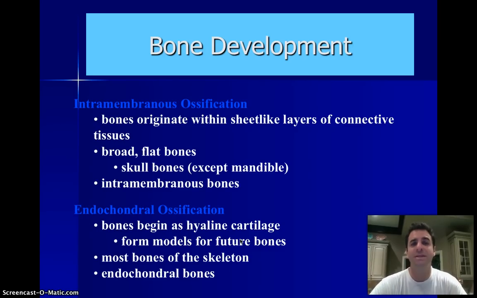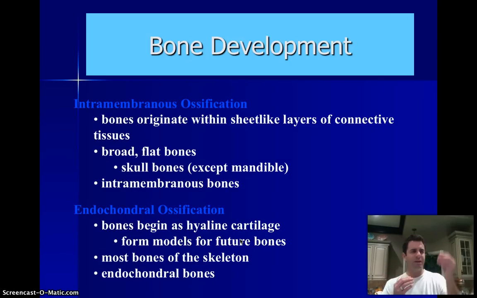Intramembranous ossification is basically sheets laid down one after the other. This is for flat bones, and this is also for bone repair often. You get connective tissue laid down, and then you ossify those sheet-like connective tissues. That's intramembranous ossification.